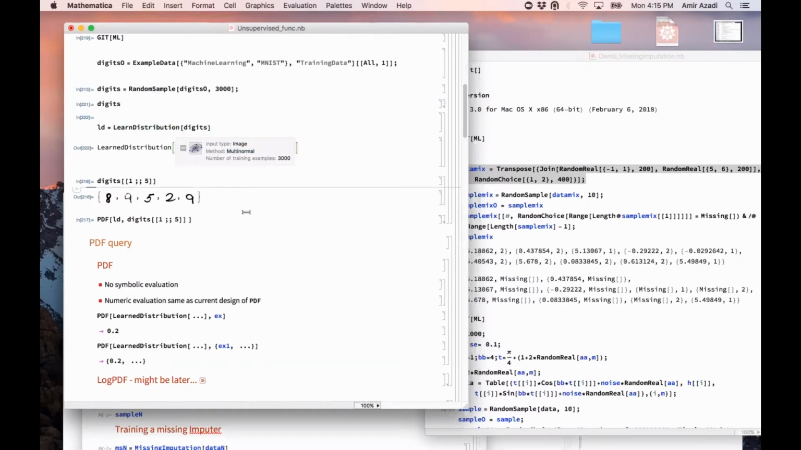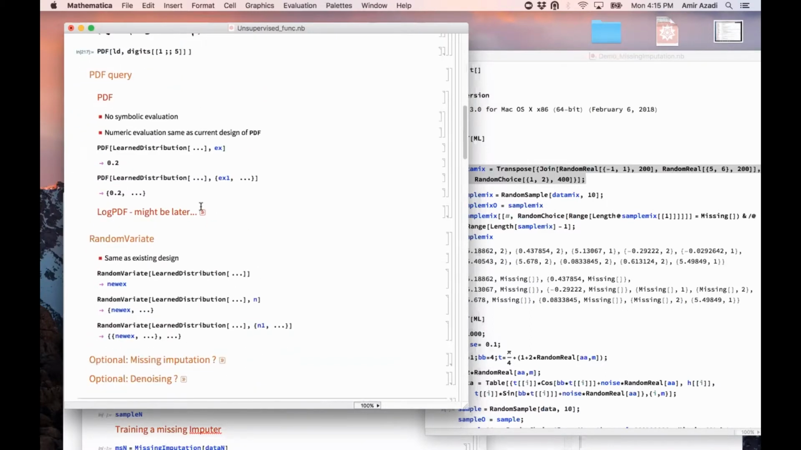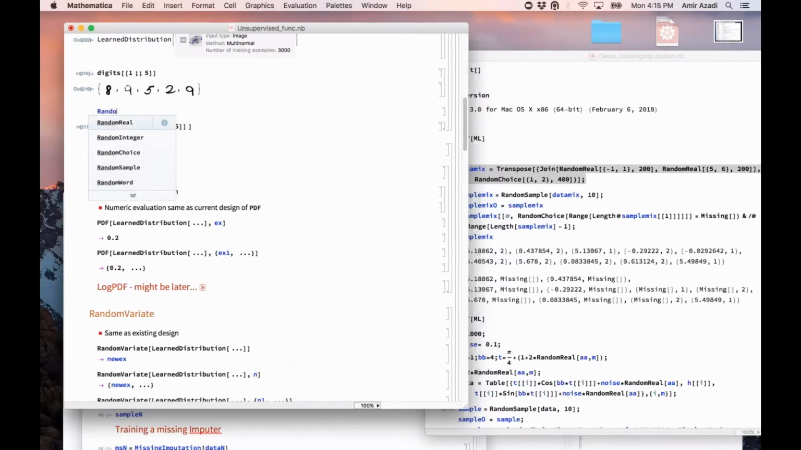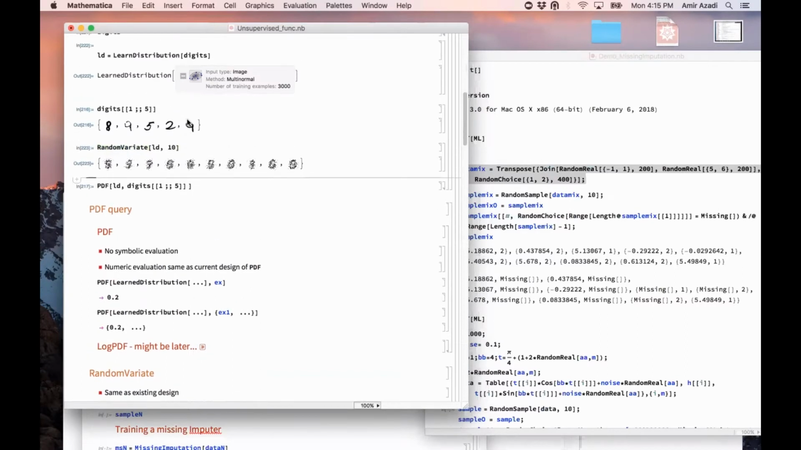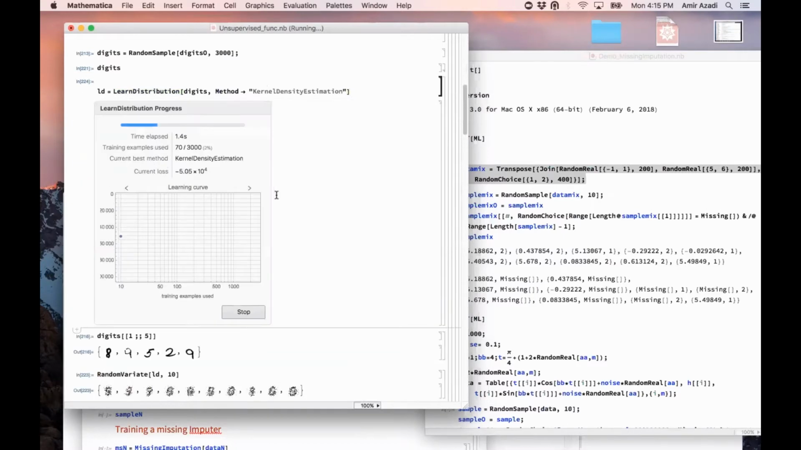Okay, all right. So let's see the result of that. Let's do random variate of LD, given the learned distribution, and say like 10 of them. So it's a little bit fuzzy, but say there are better ones, like let's look at another method, say kernel density estimation. That needs autocompletes, by the way.